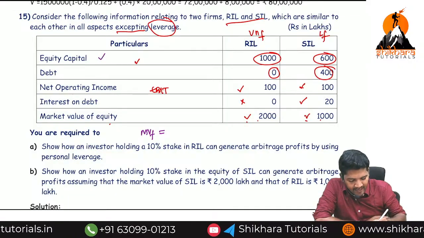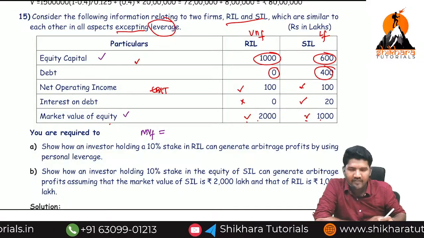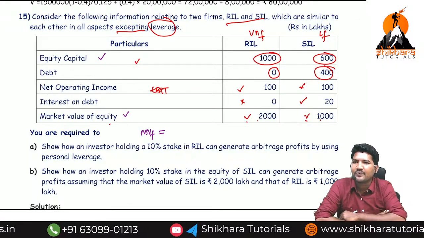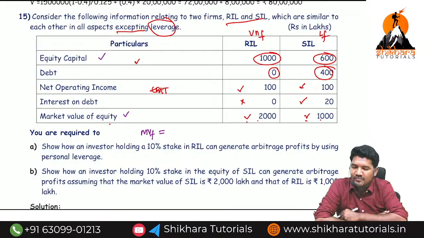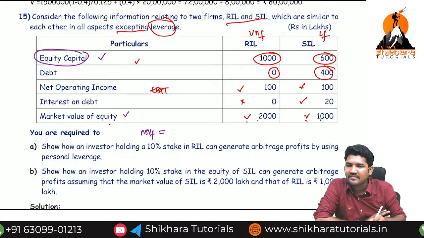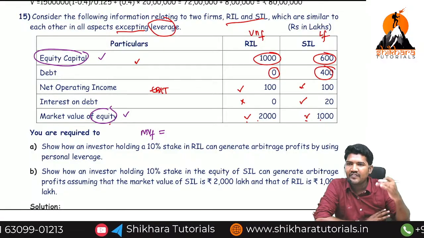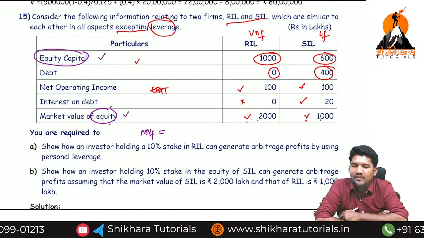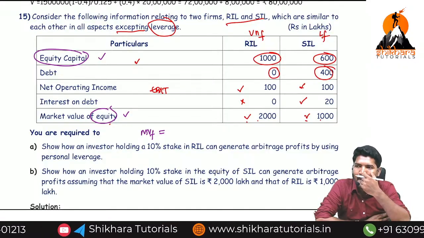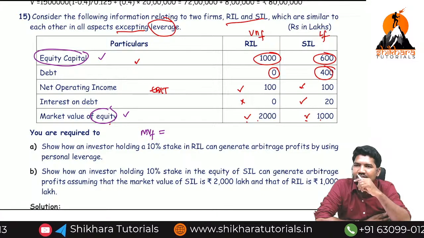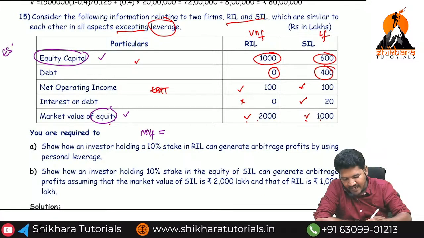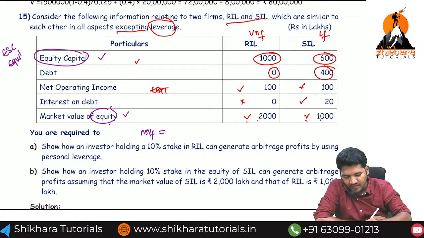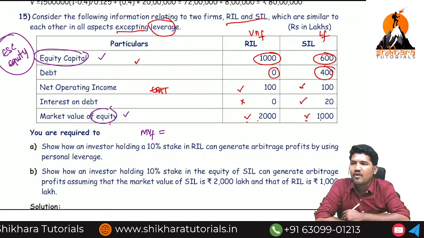Here equity capital is there. Here market value of equity is there. Which one is the market value? Equity share capital is there. Equity is there. Which one is the market value? 2000 or 1000? You have to understand the difference between equity share capital and equity. They are not the same.